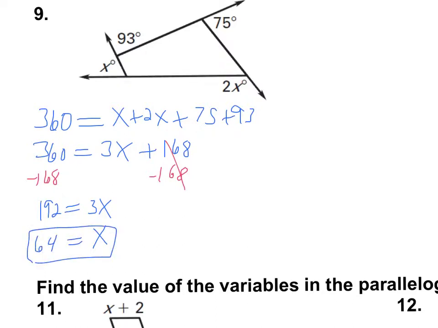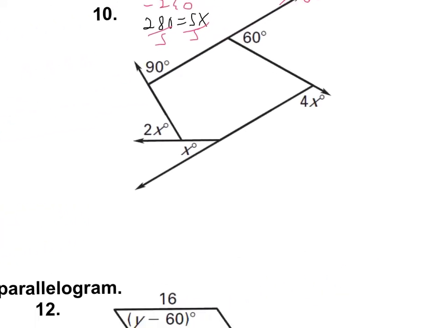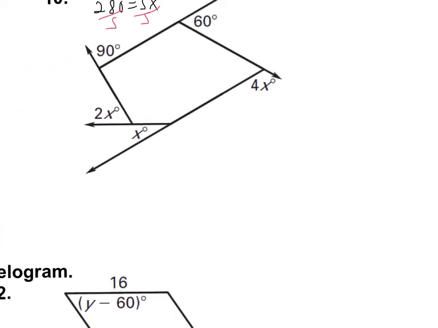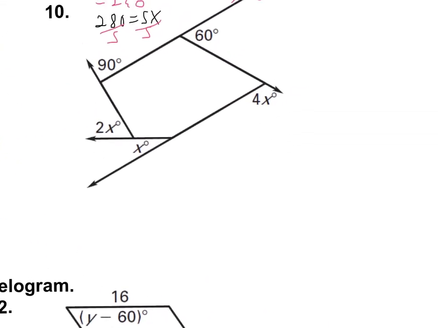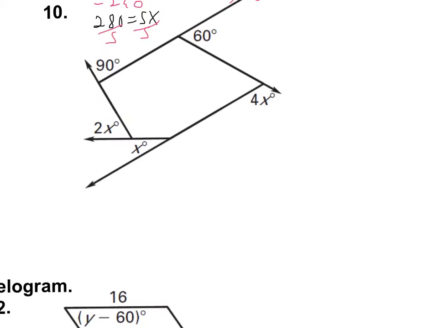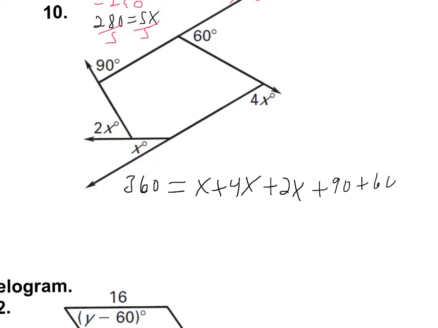All right, number 10, same kind of thing. We're looking at external angles. Even though this one has 5 external angles and the last one only had 4, the external angles are going to add up to 360. So we know right away it's 360. I'll do x plus 4x plus the 2x. So I like to keep the x's together. And then we'll also add the 90 and the 60.